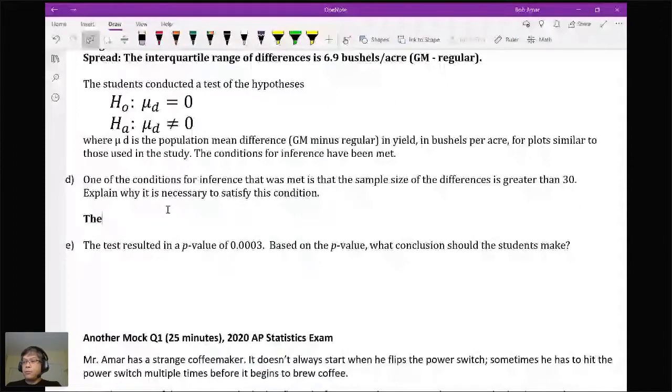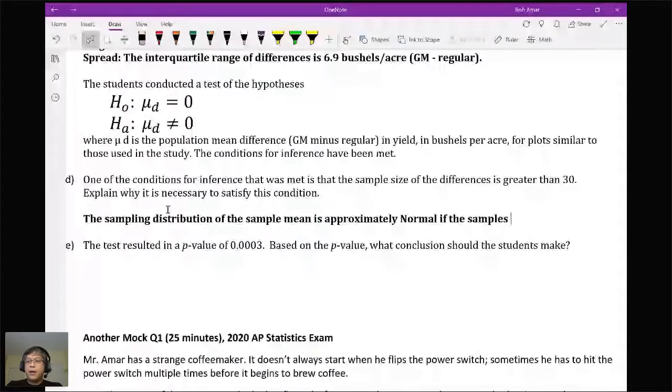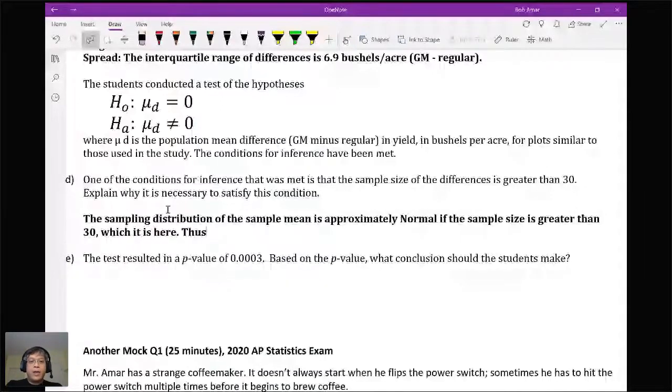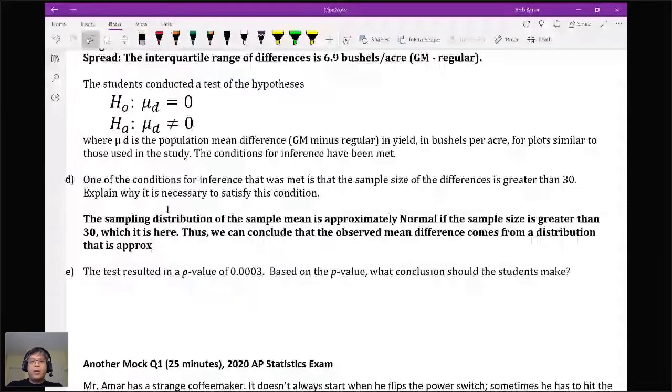the sampling distribution of the sample mean is approximately normal if the sample size is greater than 30, which it is here. Thus, we can conclude that the observed mean difference comes from a distribution that is approximately normal, and use a normal model to compute a p-value.